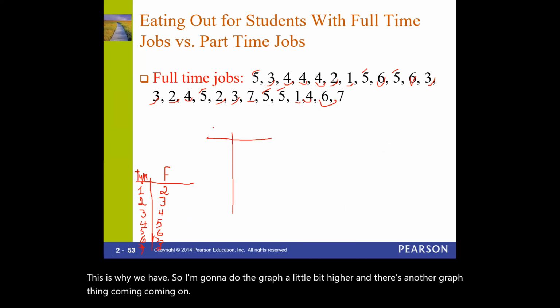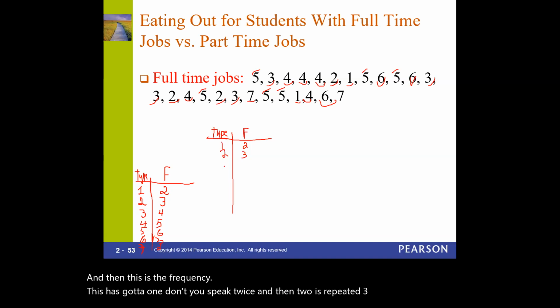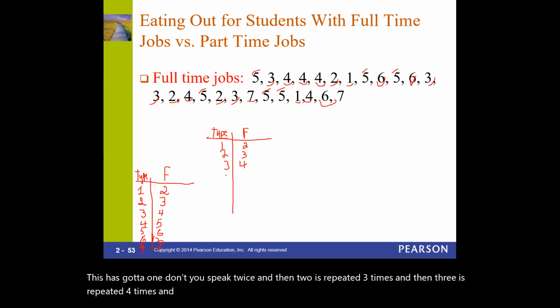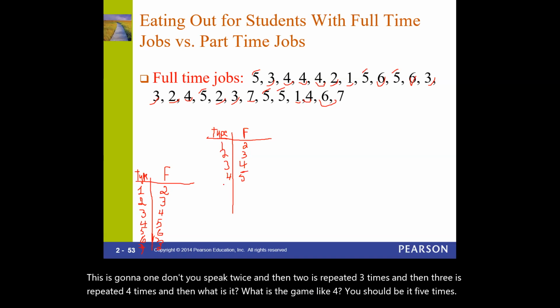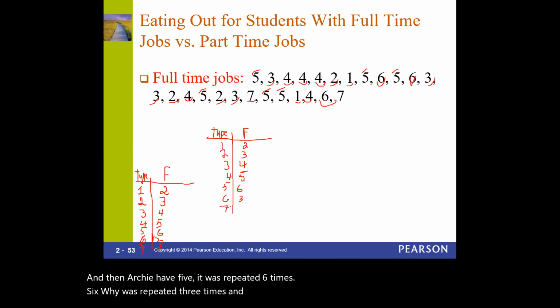So this is the type of data here, and then this is the frequency. 1 is repeated twice, and then 2 is repeated 3 times, and then 3 is repeated 4 times, and 4 is repeated 5 times, and then you have 5. It was repeated 6 times. 6 was repeated 3 times, and then 7 was repeated 2 times, right?